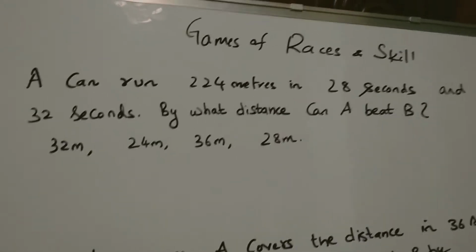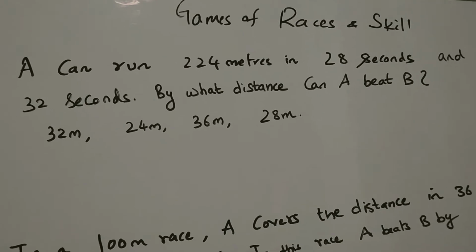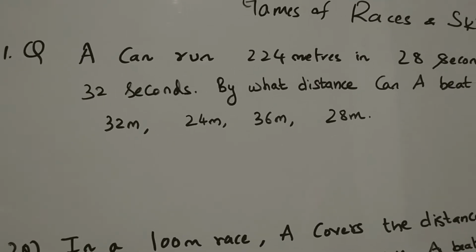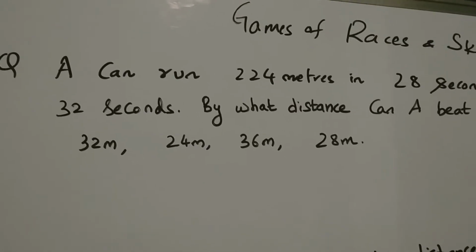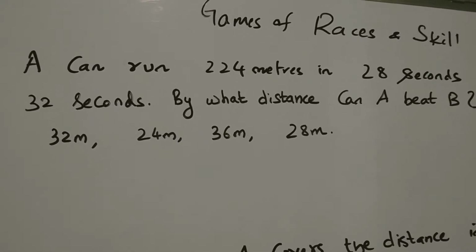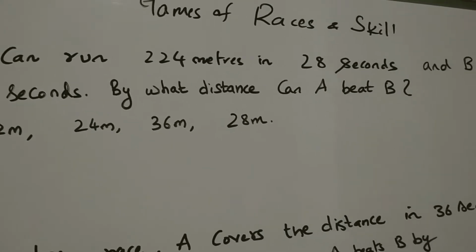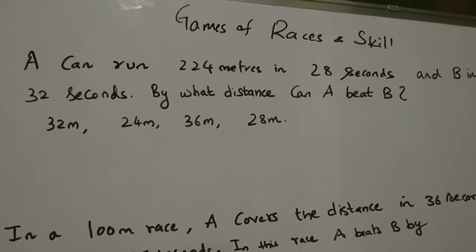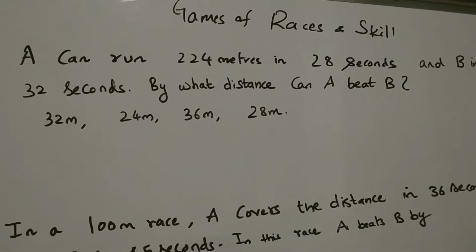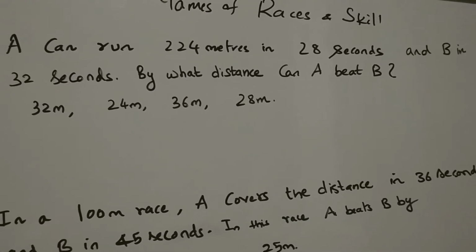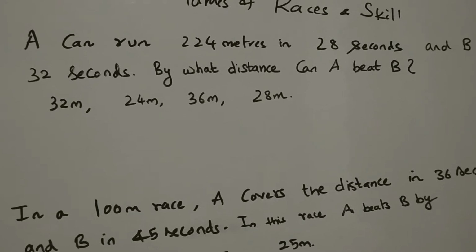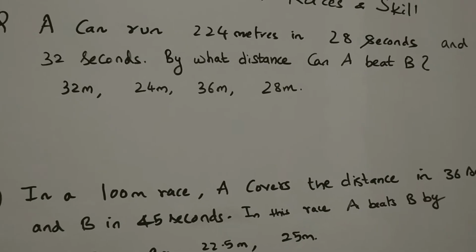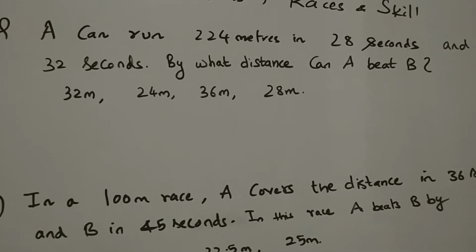Dear students, we are seeing games of race and skill. Let us see one more question in a different model. A can run 224 meters in 28 seconds and B in 32 seconds. A can run 224 meters in 28 seconds and B can run 224 meters in 32 seconds. By what distance does A beat B?